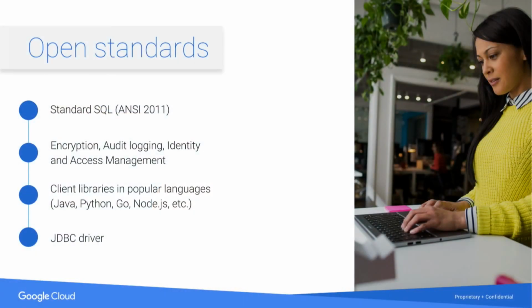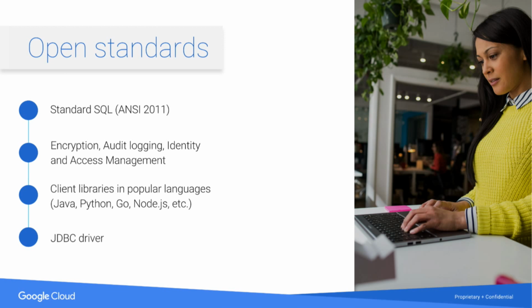So the first is around ANSI 2011, or standard SQL compliance. Spanner will support that same open standard that you're already familiar with and perhaps using today for your own databases. The second is around enterprise security, compliance, and audits and controls. So if you're a large enterprise organization, you're probably going to need an understanding of who's doing what to the database, who's altering the schema, and then have all that tracked in an audit log.